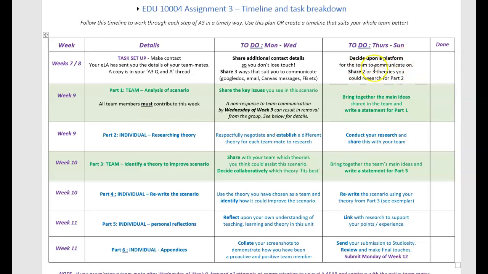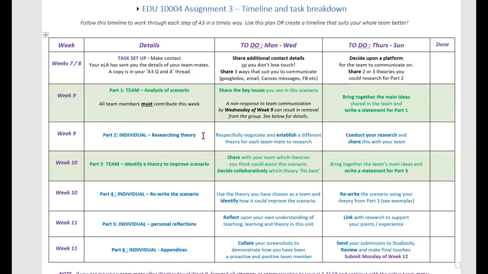Now is a really good time to share 2 or 3 different theories that you'd be happy to research, because in part 2, once you've decided what's not working here and what you need to change, each student goes away and researches a different theory. That is really important, because you need to come back here and decide which one is best. So you're going to have a number of different theories.